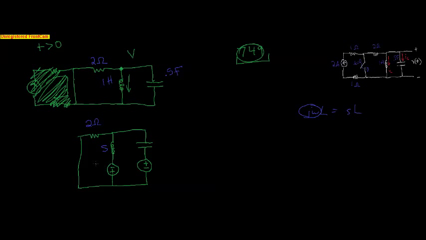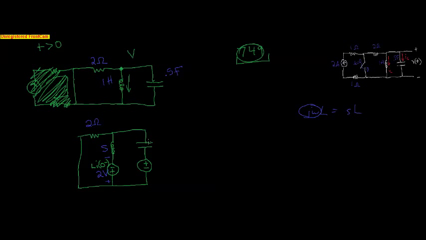And this will equal L times I₀⁻. We said that this was 2 amps, and we said that L is just 1, so the value of this will be 2 volts. And notice, plus on this side, minus on this side.